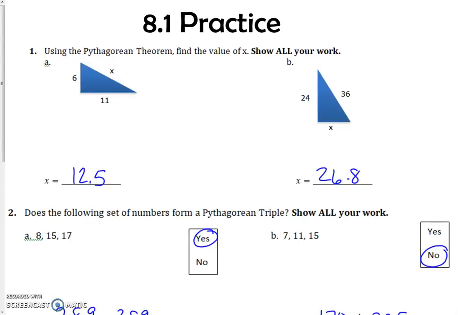To start, we're going over the answers to the 8-1 practice. Make sure that you have work shown. If all you give me are the answers that I have up here on the board, on the video, you will not get credit for the assignment.